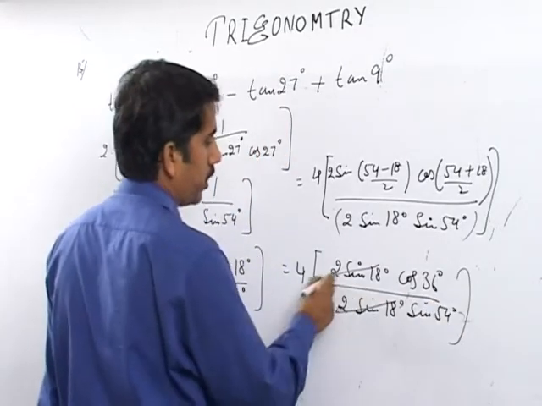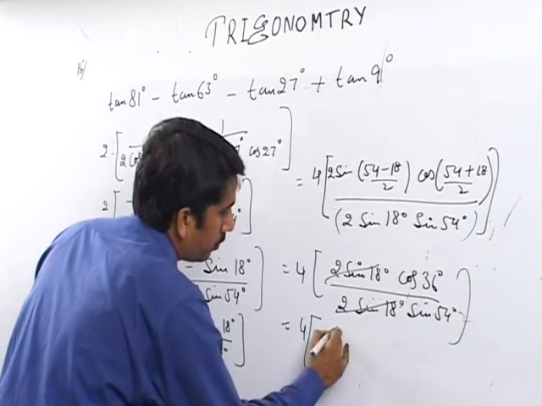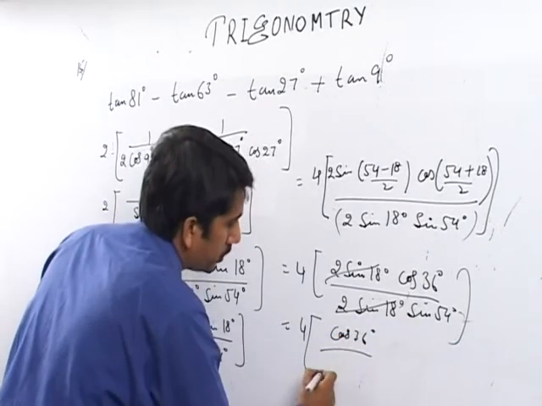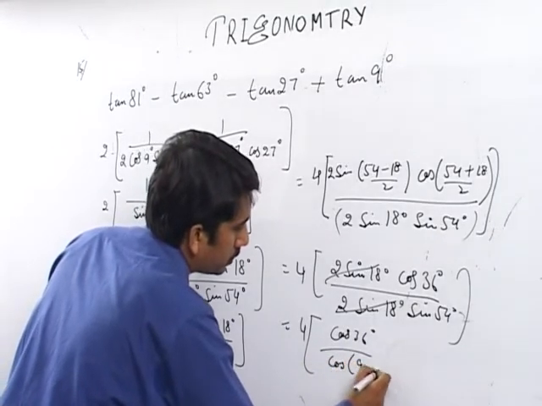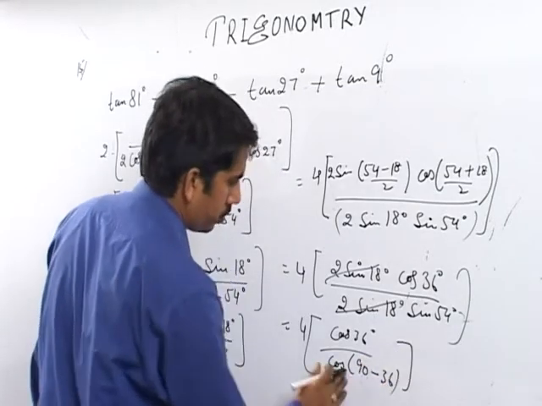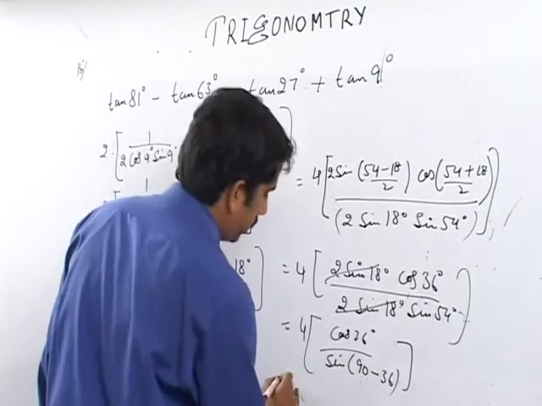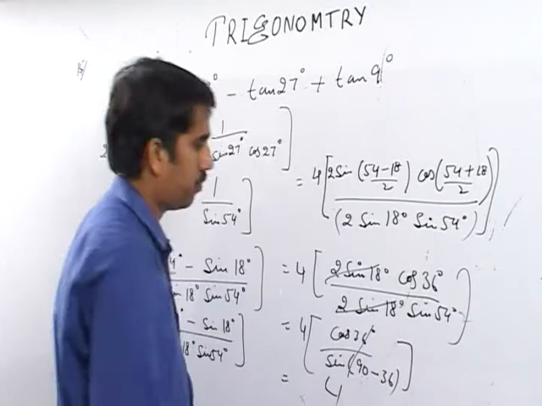This 2 sin 18, so 18 will be cancelled out and you will be left with cos 36 degree, and this sin 54 can be written as sin of 90 minus 36, and this is equal to cos 36, and both of these will be cancelled out and you will be left with 4.